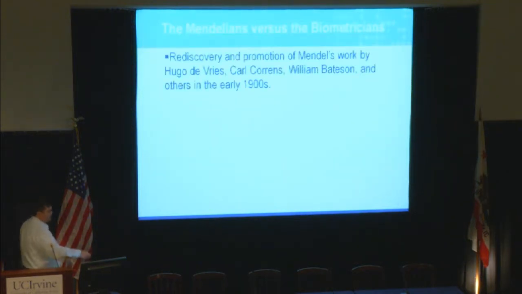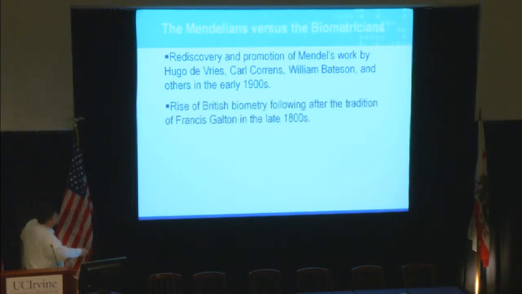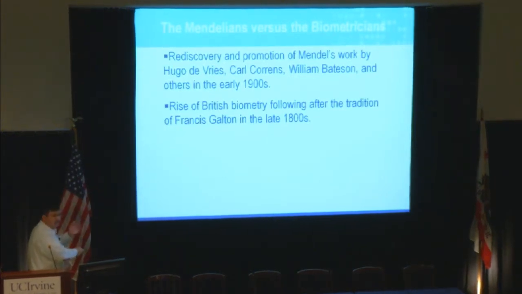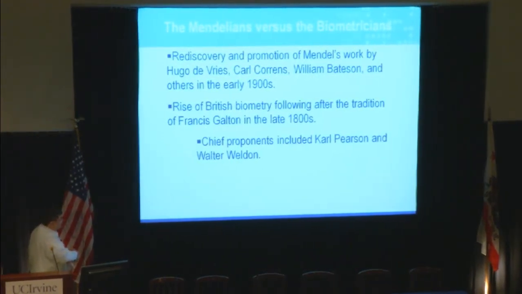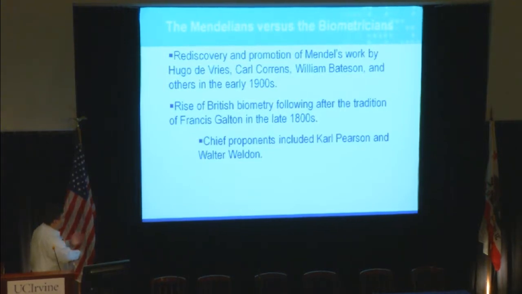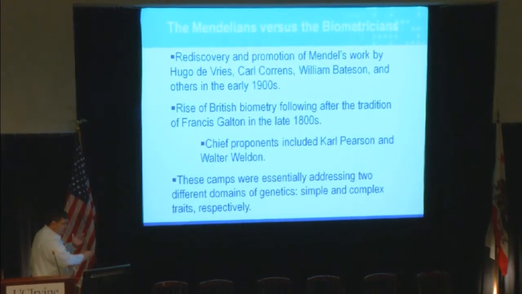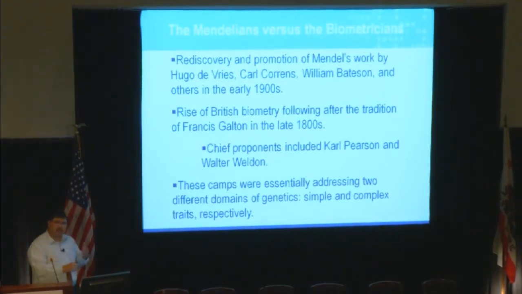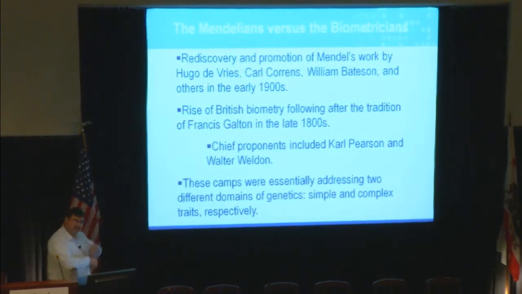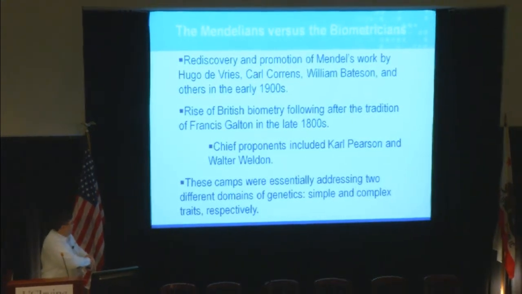And so his work, in the middle of the 1800s, would lay fallow for several decades until the rediscovery and promotion of his findings by these gentlemen here, Hugo de Vries, Carl Correns, William Bateson, and others in the early 1900s. Now, a little earlier, before that, there was a rise of British biometry, following after the tradition of Francis Galton. And the chief proponents in the early 1900s were Carl Pearson and Walter Weldon. And in the early 1900s, there was this vigorous debate between what were known at that time as the neo-Mendelians, because his work was just recently discovered, or rediscovered, actually.